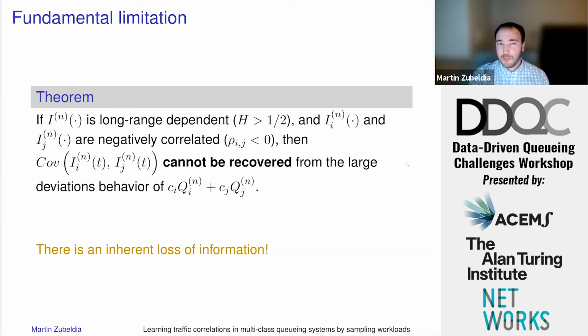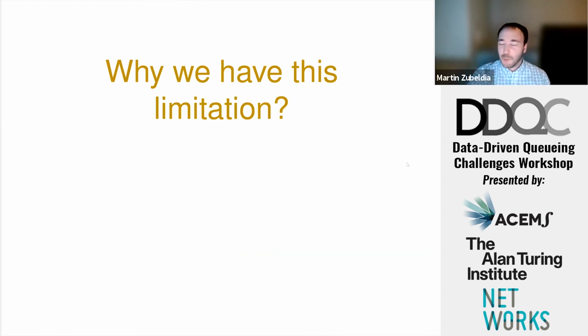And this is not a limitation of our inversion procedure. It's kind of an inherent loss of information that happens through the queuing and through the fact that we're actually looking at large deviation behavior of the queues and not precisely at the queues. So this first was kind of surprising. I wanted to figure out why this happens. So why do we have this limitation that sometimes we cannot get the covariance out of the joint queue lengths?